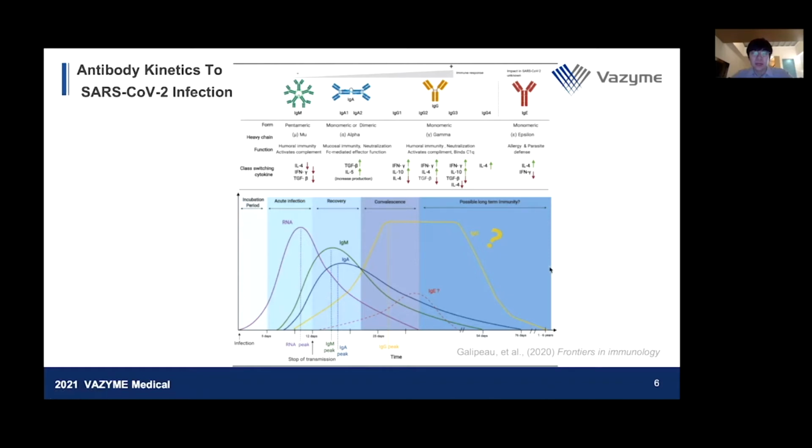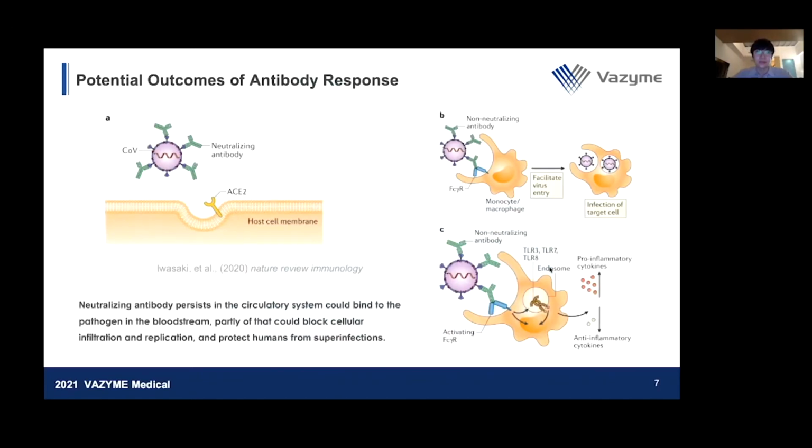But I think it's very important to continually check the IgG level changes, especially for convalescent samples or people after vaccination. It can help us better prevent the diseases and also cure the diseases.